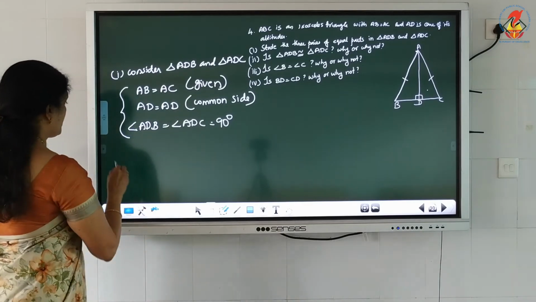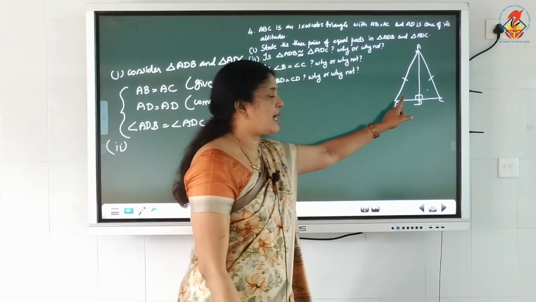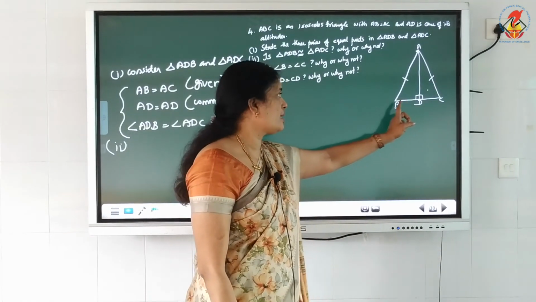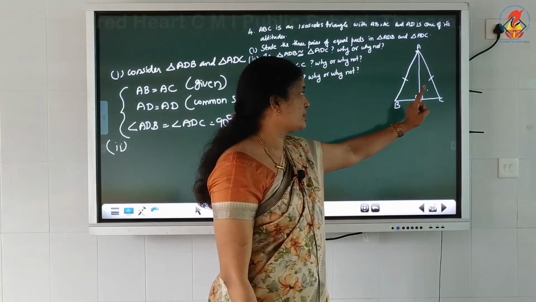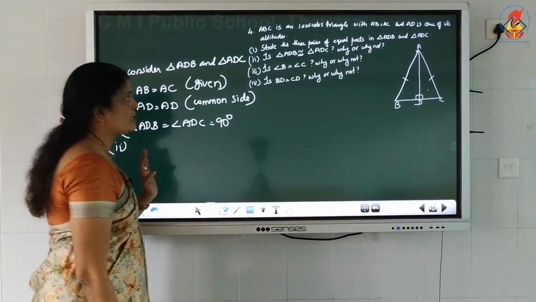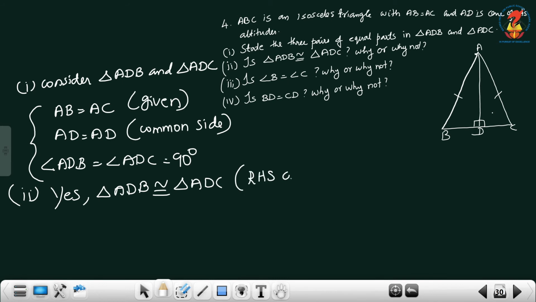Next, second question answer. Is triangle ADB congruent to triangle ADC? Yes, because these two triangles are right angle triangles. In right angle triangle, hypotenuse AB and altitude, given that altitude also same. At the same time you can write triangle ADB congruent to triangle ADC. Yes, triangle ADB congruent to triangle ADC, reason: RHS congruence rule, RHS congruence criterion.